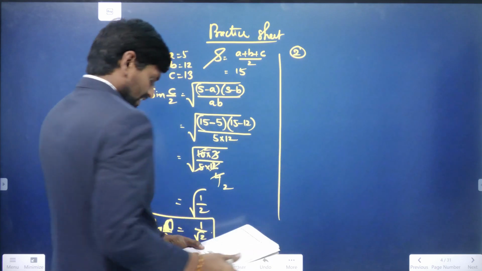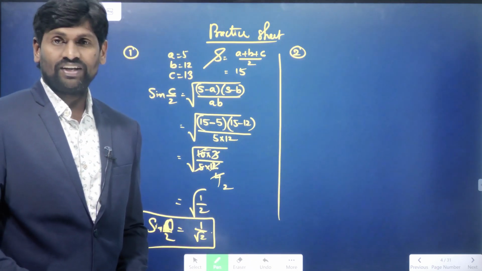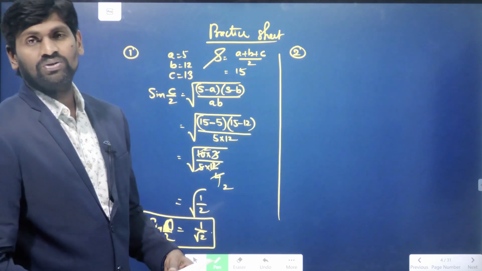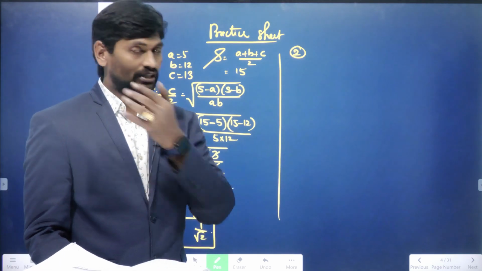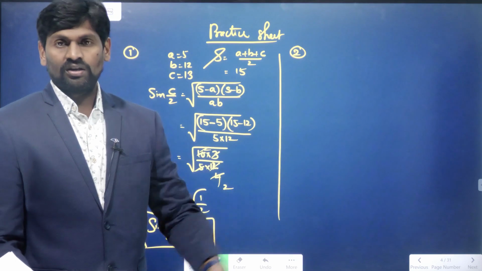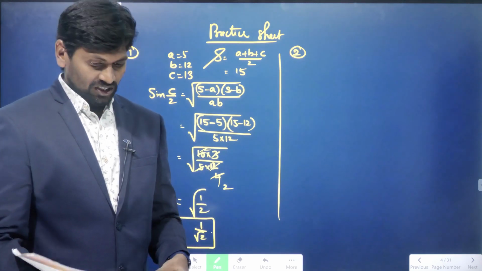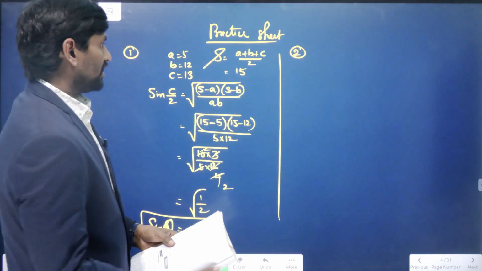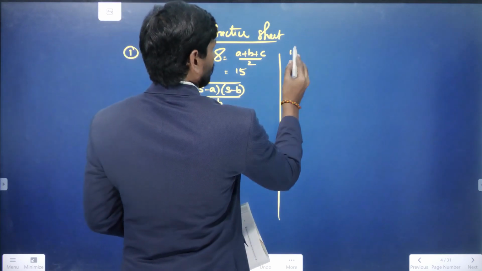The second problem: a, b, c values are given. We need to find cos C by 2. You know the cos C by 2 formula is root over s into s minus c by ab. So you apply the formula and try to do this, and I am going to the third problem.